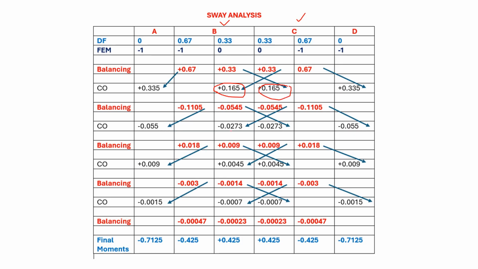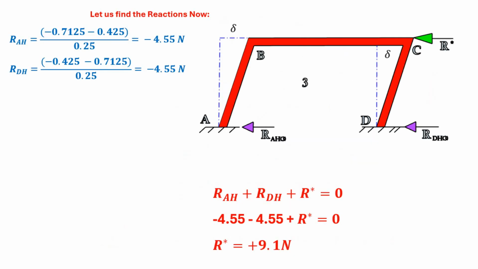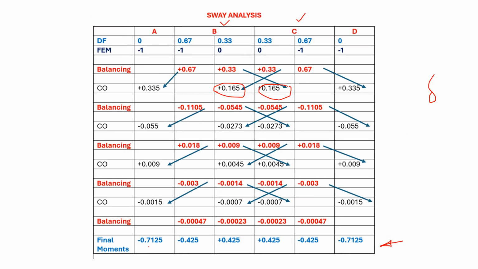Similarly, you do the balancing and you repeat the process. Once you are getting values nearer to 0, you stop the balancing and estimate the final moments, which are given in the row. So this row consists of the final moments which are due to the sway delta. Let's see how we proceed further. We already know this 0.7125 and minus 0.425, minus 0.425, minus 0.7125.